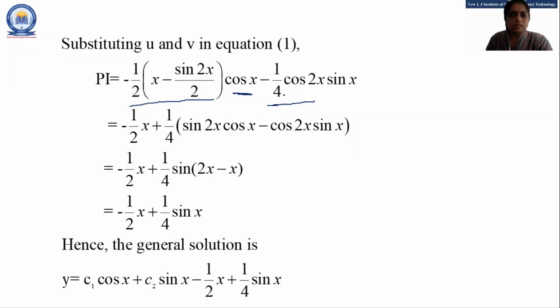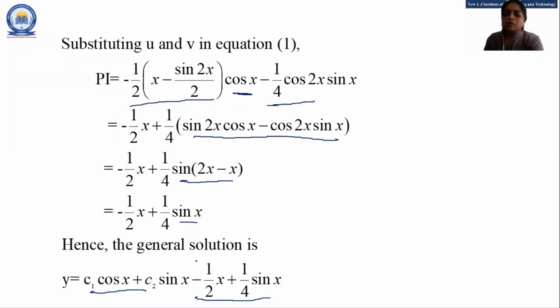So if I keep this 1 by 4 common, then here cos 2x into sin x, right? Now, this is the formula of sin 2x minus x. See, sin 2x cos x minus cos 2x sin x. So this is the formula of sin 2x minus x. So sin 2x minus x is just sin x. So this is my final PI. Hence the general solution is what? Complementary function plus particular integral, PI. This one is CF, this one is PI. This is my general solution.